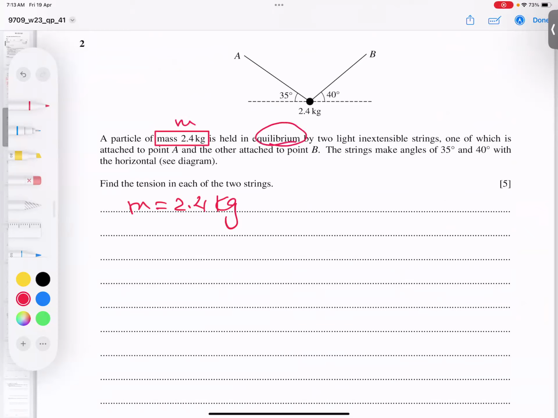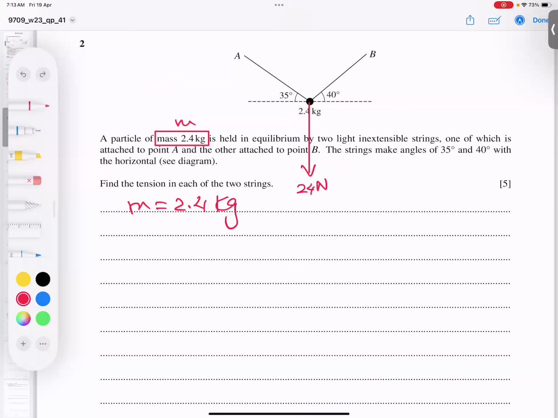Okay, equilibrium. So we have a mass attached, A. What is A? Mass 2.4. What is the weight? Into 10, so 24 newtons acting downwards. Here I have 2 ways to do it. Lami's rule I can apply, and I will show you both. And the second technique is resolving components.